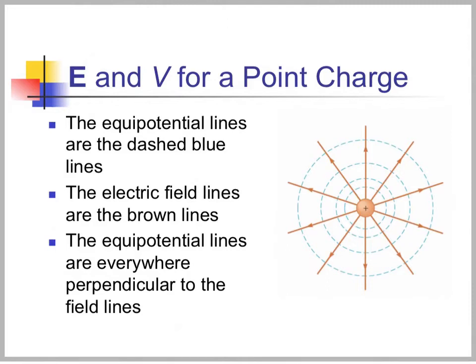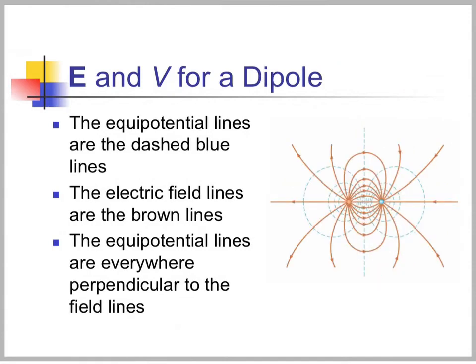The same thing happens with a point charge. The electric field lines are the brown lines that go radially outward. The equipotential lines have to be perpendicular everywhere to the field lines, so they have to form spherical surfaces around the point charge. Or in a dipole, the brown lines again are the electric field lines, so the equipotential lines have to be perpendicular to those, and we see those are kind of concentric ovals or concentric circles around these point charges.